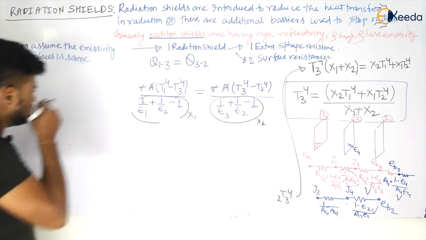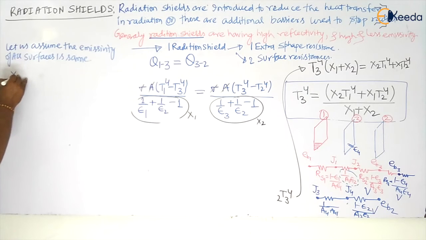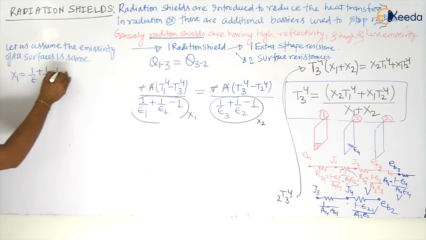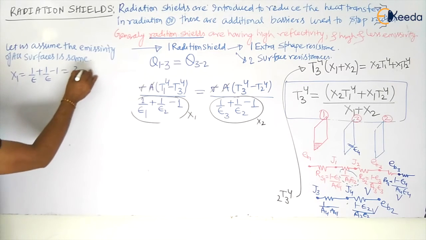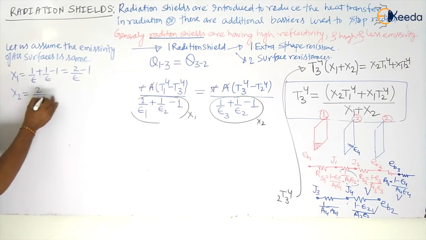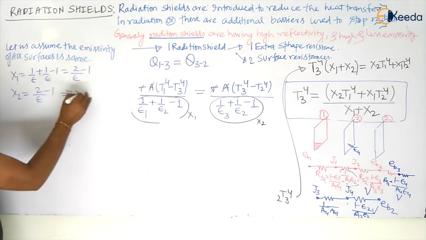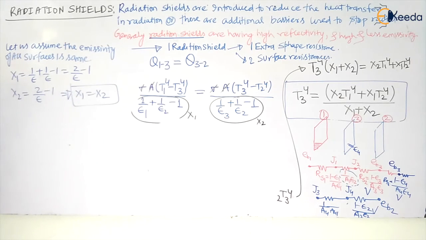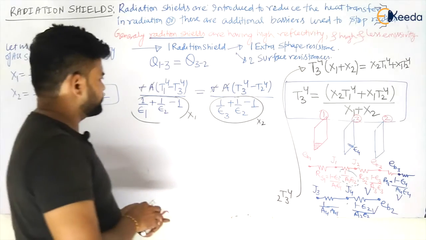So x1 will become equal to 1 upon E plus 1 upon E minus 1. So this will become 2 by E minus 1. And x2 will become equal to what? Same, 2 by E minus 1. That implies x1 will be equal to x2 at that time, my dear students. Yes or no? Yes.